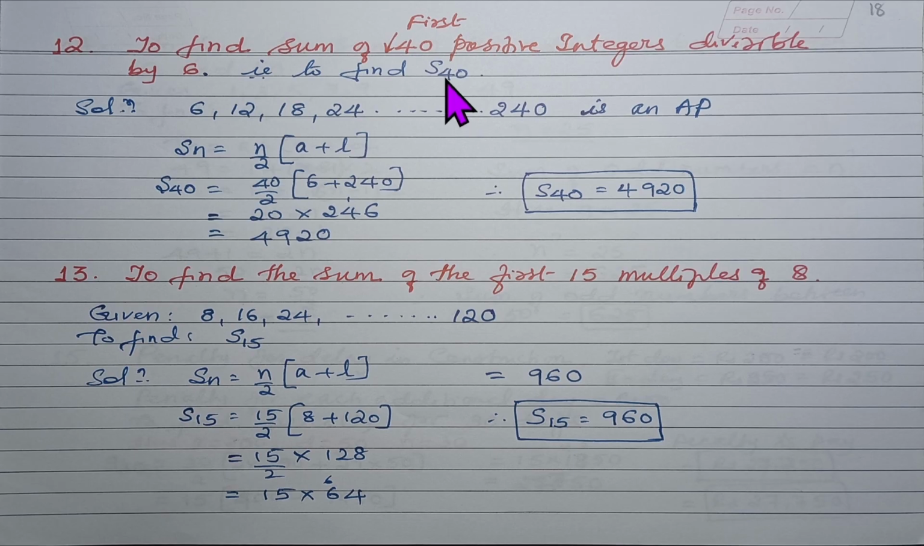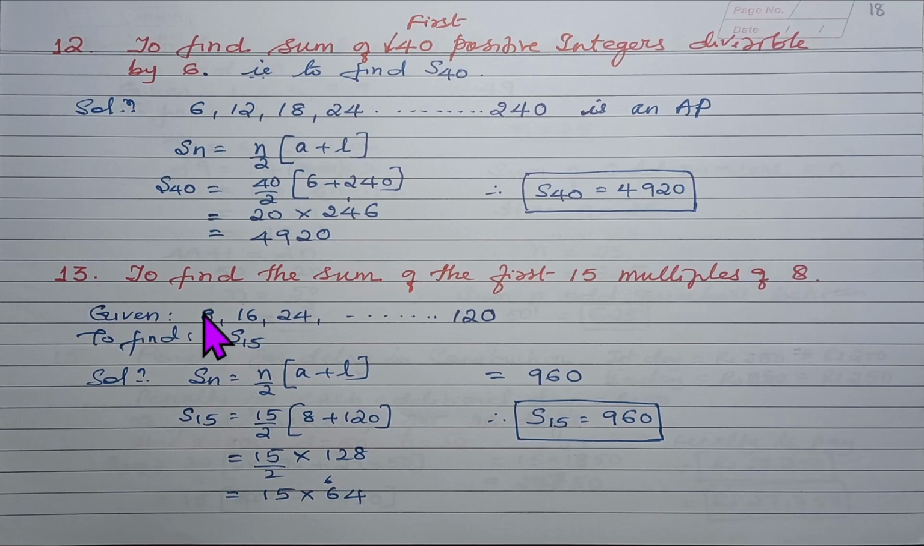Now we have to find S40. To find S40, since I know the first term and the last term, I will use the formula Sn is equal to n upon 2 in the bracket A plus L, or S40 is equal to 40 upon 2, because I have to find S40. A is already known to us, 6, L is known, 240, substituting we get 4920. So the sum of first 40 positive integers divisible by 6 is 4920. Remember that.